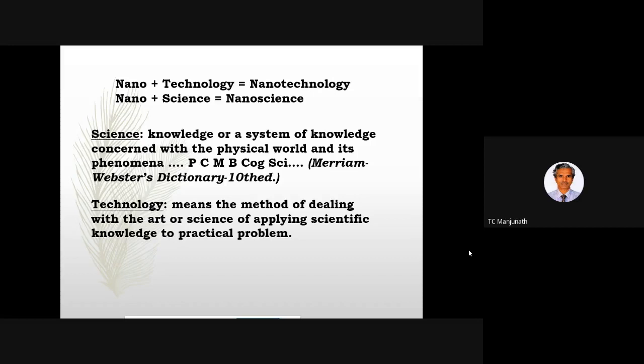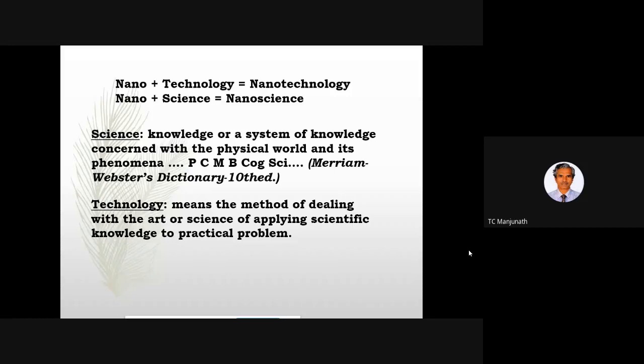And science is a system of knowledge concerned with the physical world and its phenomena. Various concepts come into the picture: the cognitive sciences, physics, chemistry, mathematics, and biology. In fact, nanosciences is fully related to physics and chemistry, so it deals with the devices of physics.